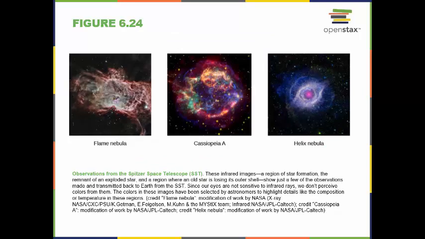So here shows some infrared images of a region of star formation and the remnants of an exploded star, and a region where an old star is losing its outer shell. So using infrared information, we can gather information about the life cycle of stars, and we'll talk about that in a couple of chapters.